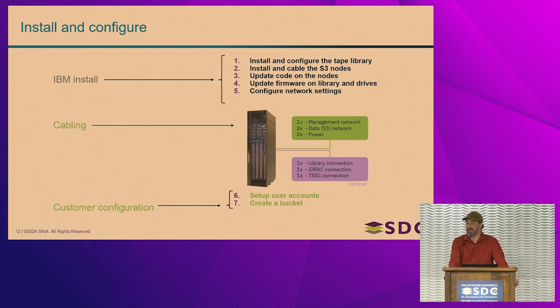There's very little a user needs to do with this system. The only thing they really have to do at configuration time is to set up their user accounts and create their buckets. And even then, they can create the buckets from the S3 interface as well if they want to. So after you create the user accounts, you get programmatic access. You get your S3 access keys and secret keys, and then you could access the system.